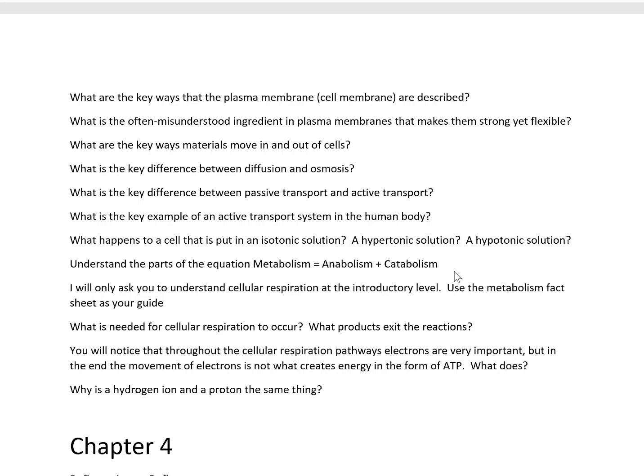What's the key difference between diffusion and osmosis? In diffusion, the solute is moving. Like if you put a tea bag in water, the tea is going to escape the bag and spread throughout the water. That's the solute. The tea is moving, not the water. The simplest way to define osmosis is water following solutes. So the water is going to move where solutes can't. Osmosis is considered the movement of water across a semi-permeable or selectively permeable membrane.